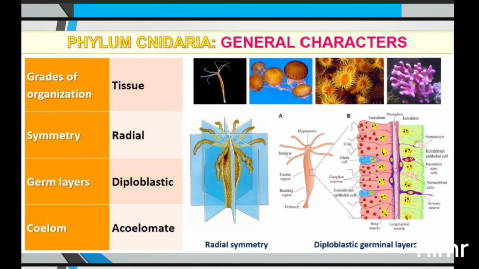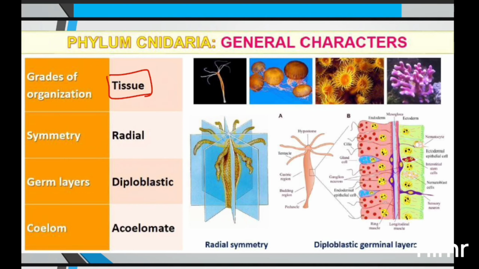First, we will discuss the general characteristics, then we will have a detailed look. What are the general characteristics? The grade or level of organization is somewhat higher than Porifera. In Porifera, there was a cellular level of organization, with aggregates of cells. Here there is a tissue level of organization, which means these aggregates of cells together perform a specialized function. So they are more advanced, at the tissue level of organization.